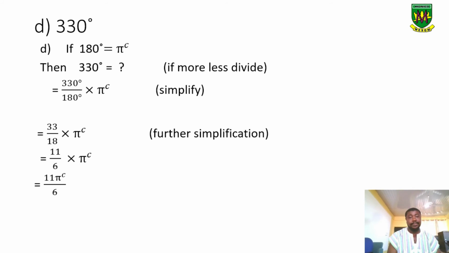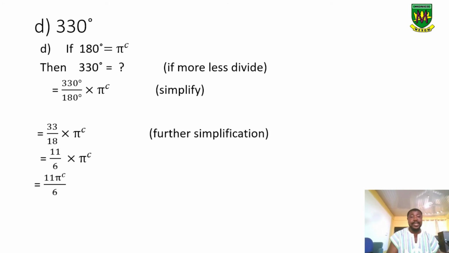Then we have D, 330 degrees. So if 180 degrees is equal to pi radians, then 330 degrees will be equal to what, in radians? This time, 330 degrees is also more than 180 degrees. Therefore, if more, less, divide. And this will give us 330 degrees divided by 180 degrees times pi radians.